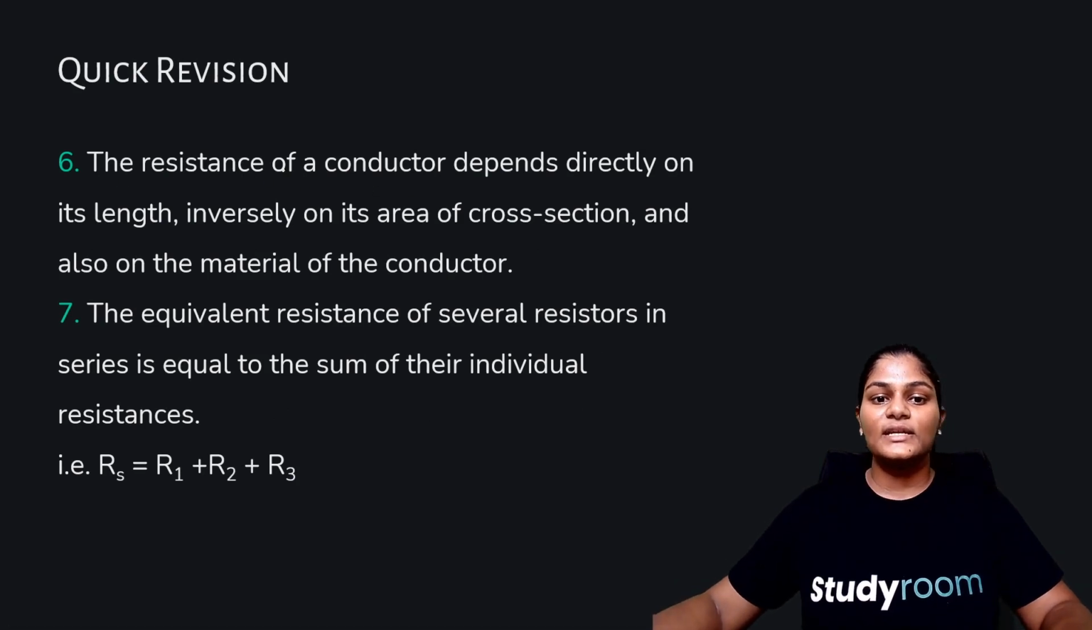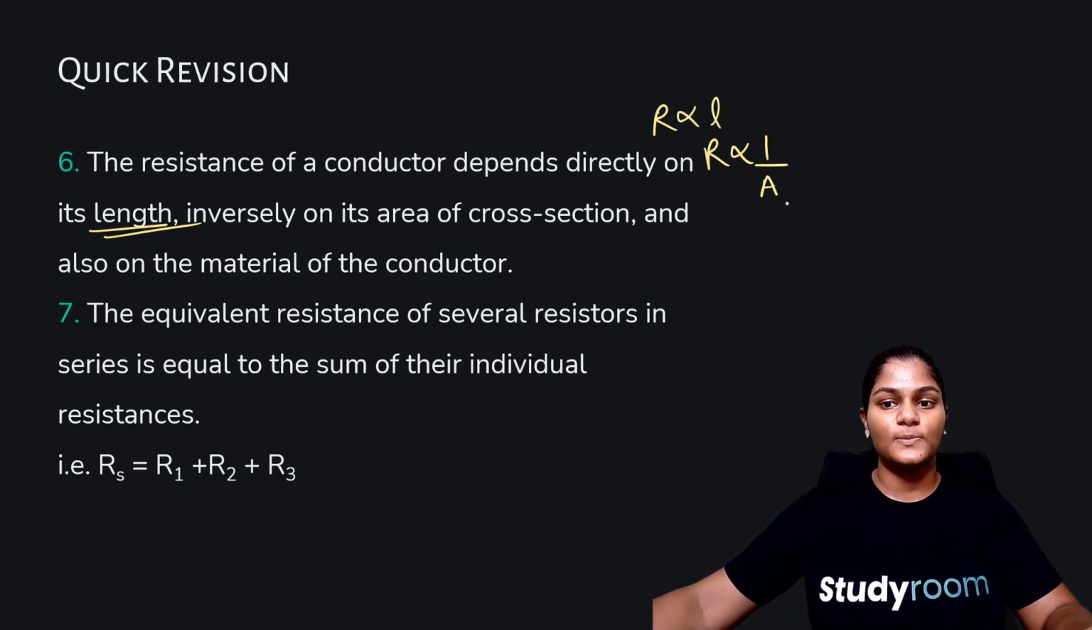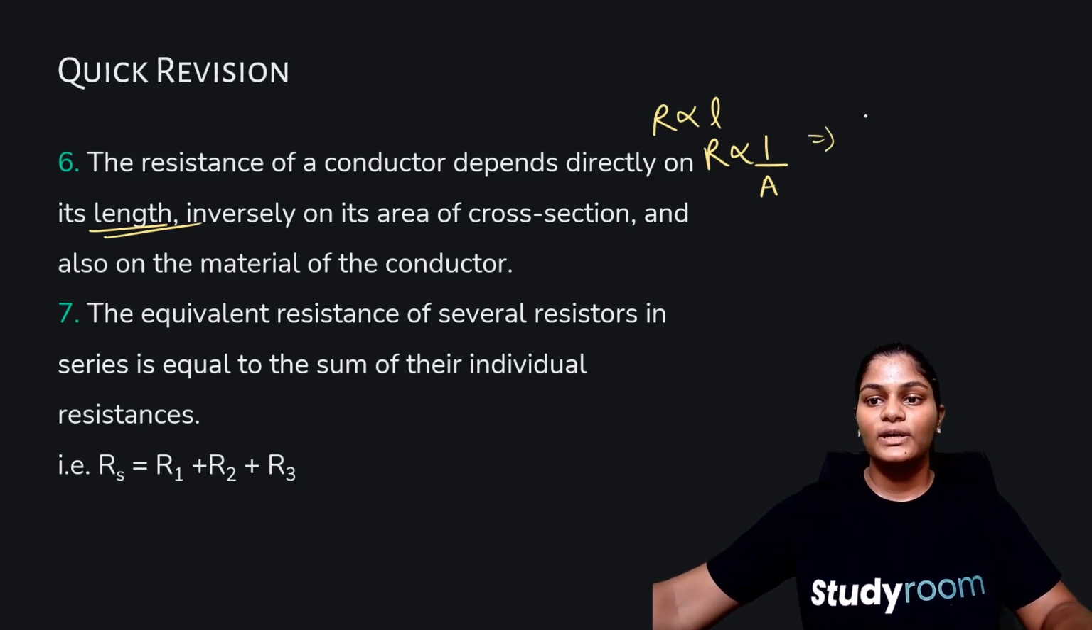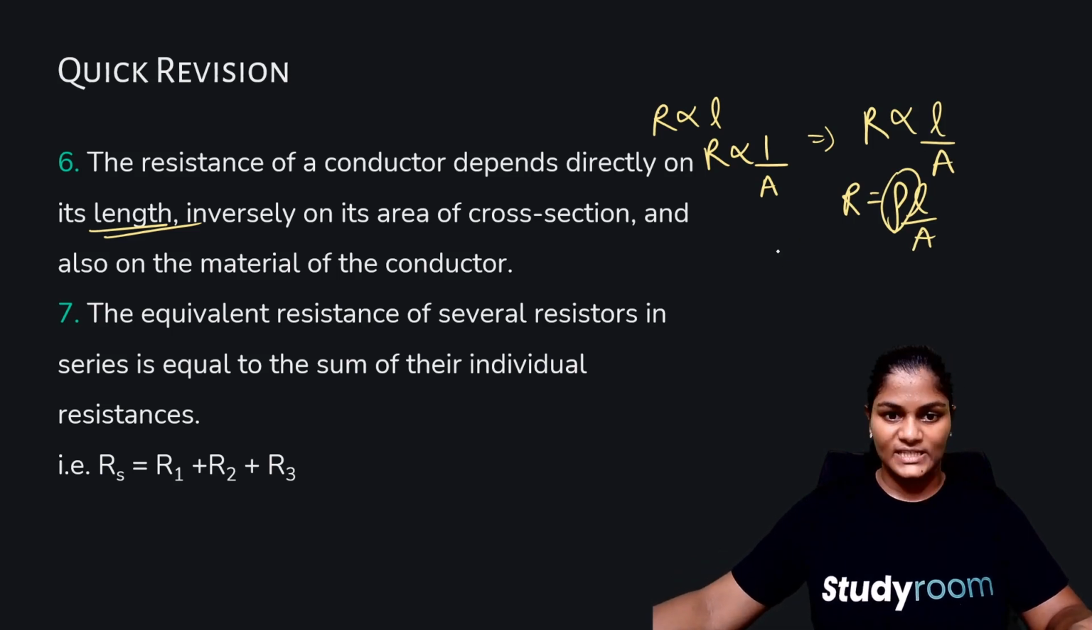So here it says the resistance of a conductor depends directly on length. We learned that R is proportional to L, and inversely on the cross section area, which is R is proportional to 1 by A. So combining these, we get R is proportional to L by A. And when we remove this sign of proportionality, we get R = ρL/A. And what is rho here? It is the resistivity. Right?